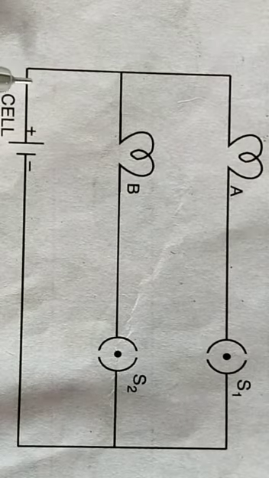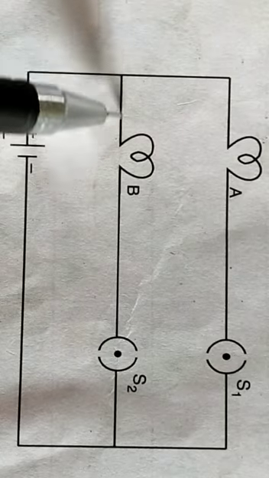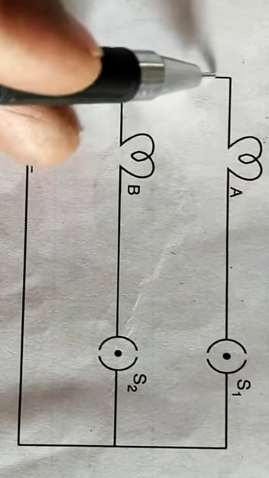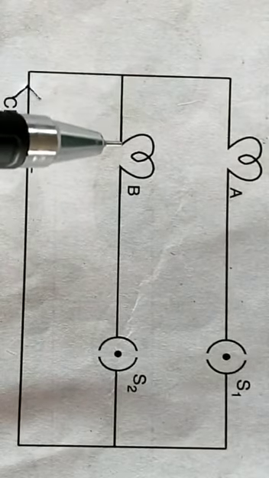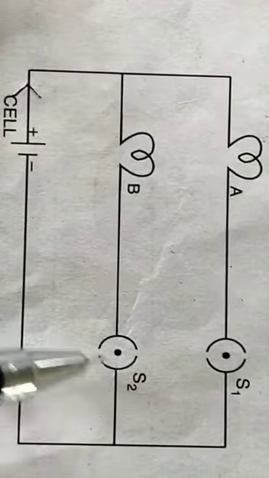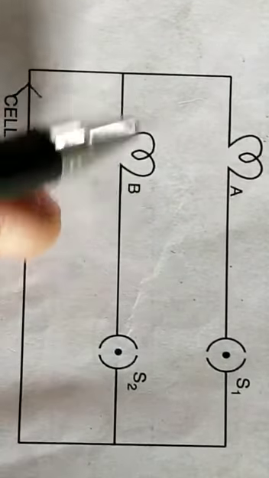From here the current starts, suppose here. This is one path, and the other path is here. There are two paths in which this current is flowing. In this case, if both switches are on, both the bulbs will glow.